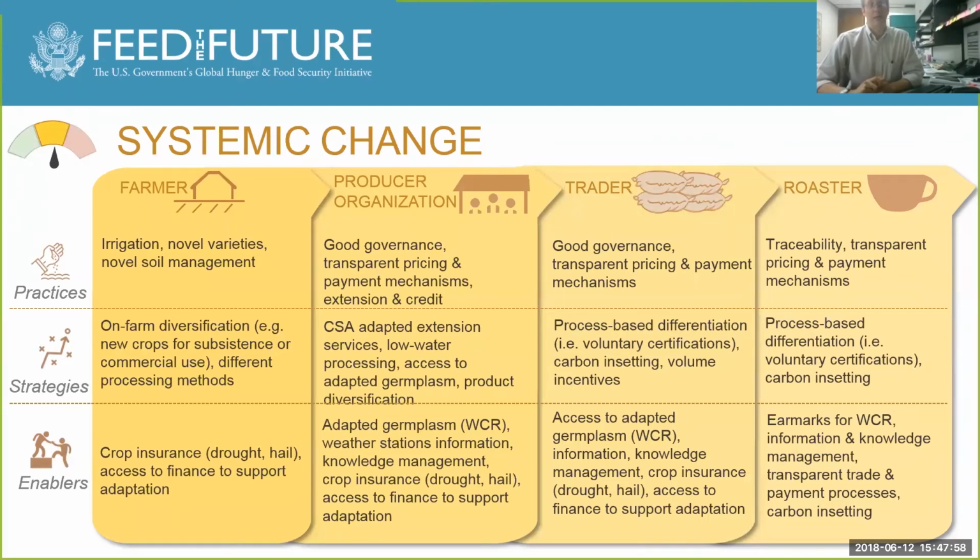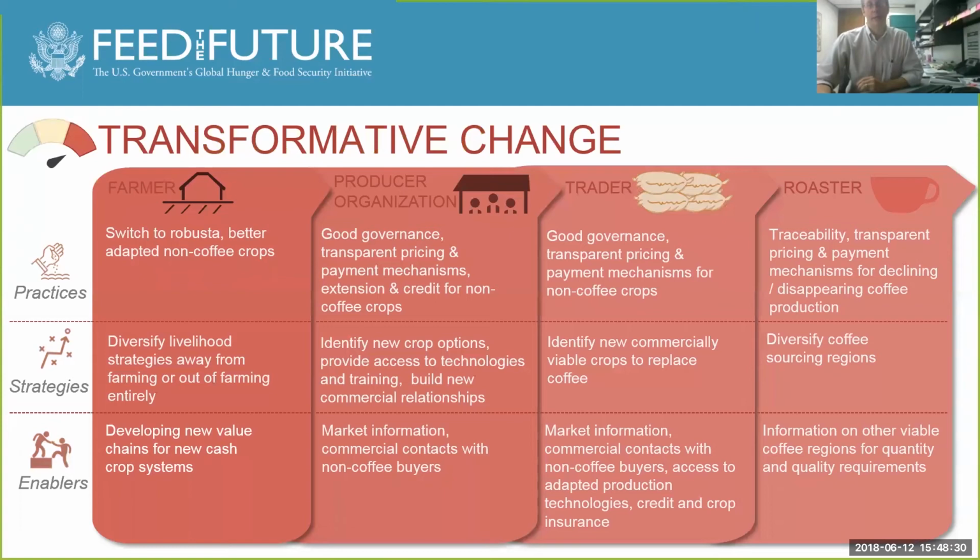One of the things I would highlight here is the importance of risk reduction in all of these scenarios. And that risk reduction comes down to both climate risk, but also market risk. And so understanding how we can de-risk, to the extent possible, coffee production, and thus incentivize investment or reinvestment in coffee is really, really important, particularly from the perspective of the buyer or from the roaster. And then you have some ideas of what will happen in transformative change. And again, there'll be a future webinar where we take this apart and look at it in much more detail.